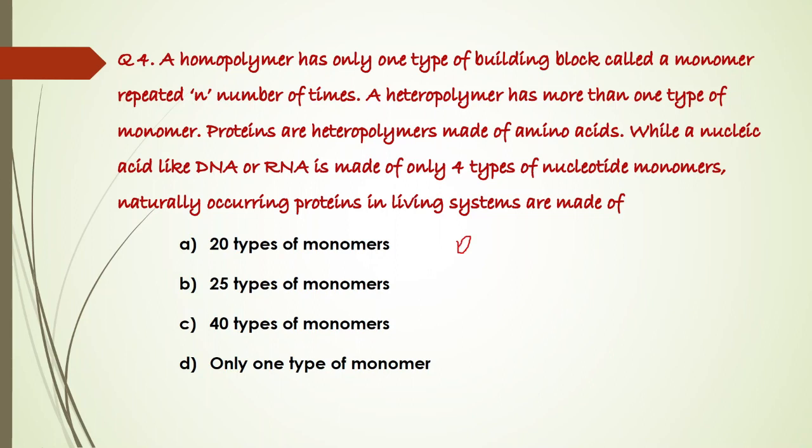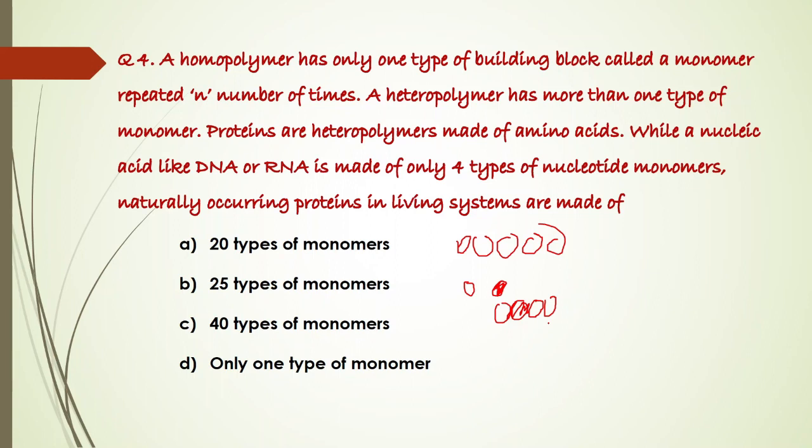Suppose we have these building blocks, and if they are repeatedly attached to each other, then this is called a homopolymer. And suppose there are different types of monomers attached to each other, then they are called heteropolymers. Basically, proteins are heteropolymers because you have different amino acids that are joined. While a nucleic acid like DNA or RNA is made of only 4 types of nucleotide monomers, you already know that: ATGC, or AGCU in case of RNA, sorry.